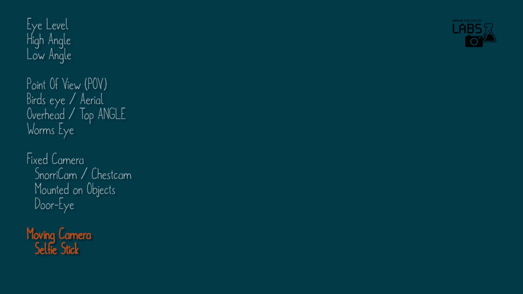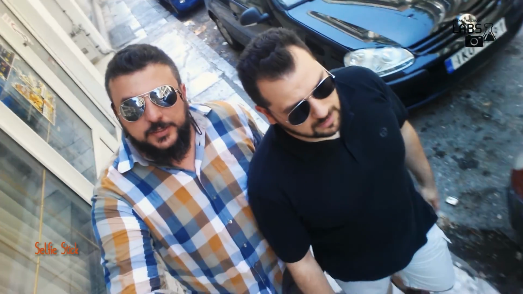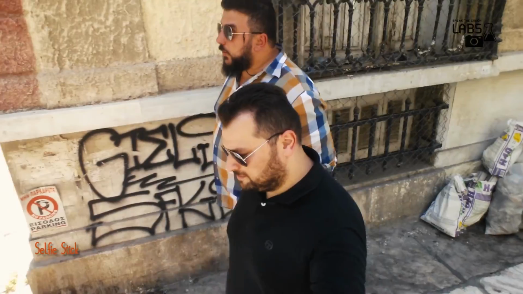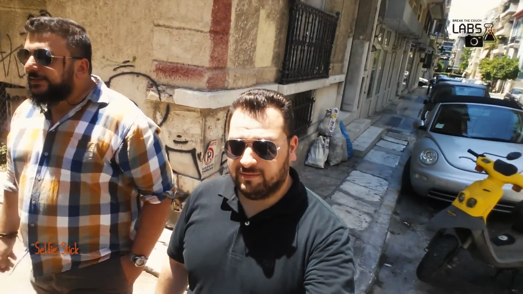Door eye. You can achieve this angle by either using a small camera on a real door eye or by using a fisheye lens on your camera. Moving camera. Selfie stick. From high to low, from left to right, this new fun gadget lets you have a creative shot. It is used mostly online in vlogs and travel videos.